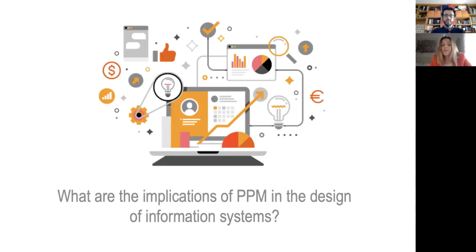And finally, the implementation of a process performance management strategy in any organization is closely related to its information systems, since they should provide mechanisms to support the aforementioned activities. So here the question would be, what are the implications of process performance management in the design of information systems?